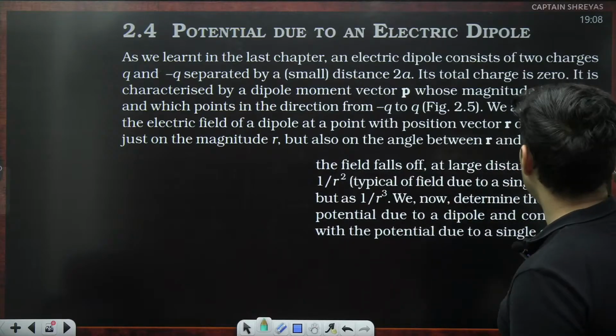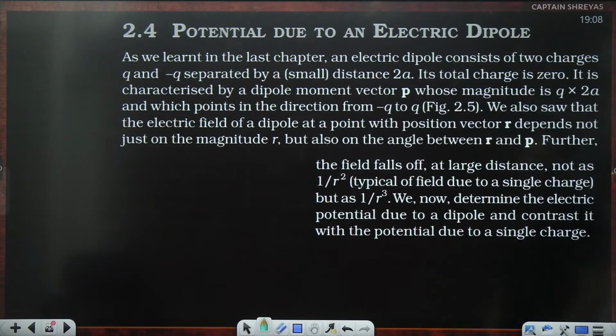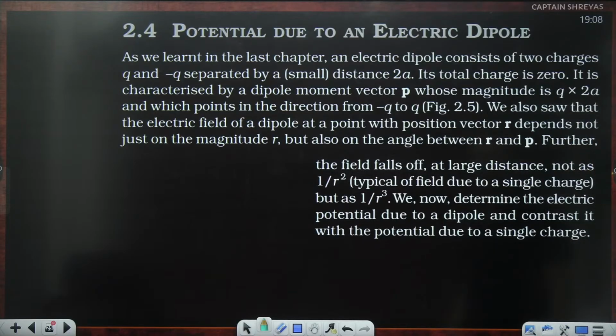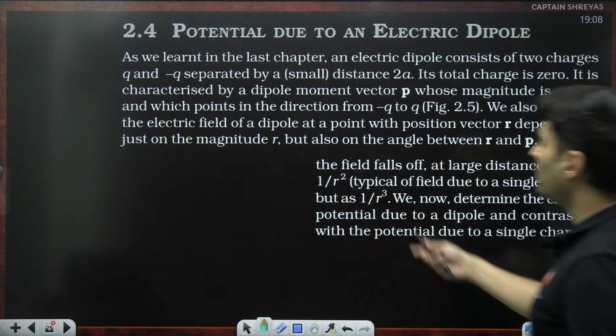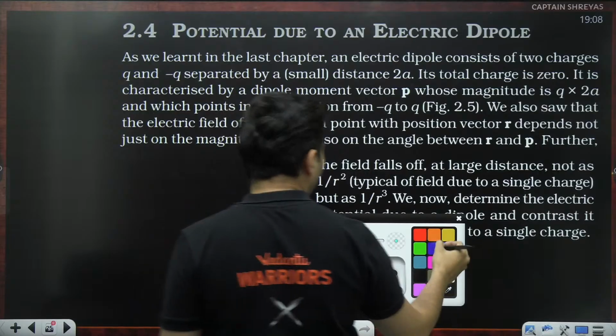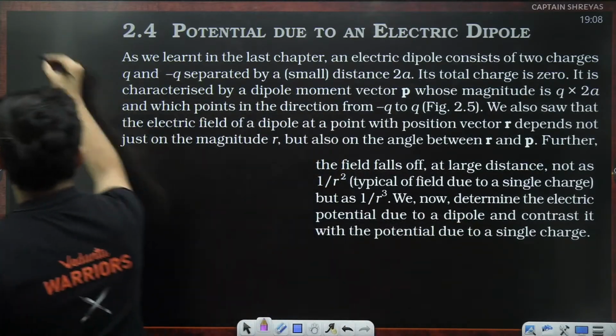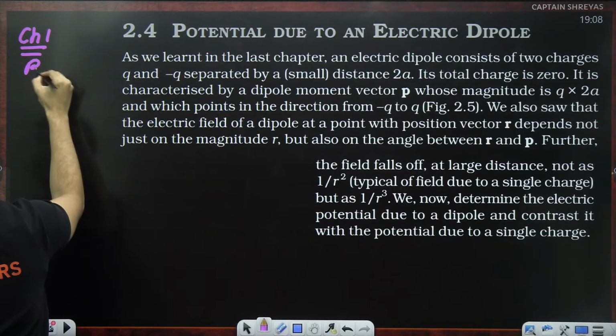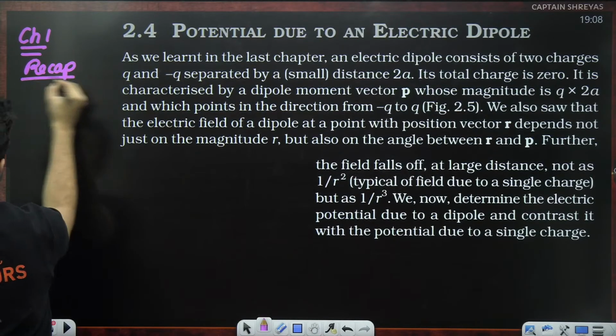All this was done before, and the field of a dipole at a point P depends not just on the magnitude but also on the angle between them. Further, the field falls off not by 1 by r square but as 1 by r cube. All this particular part was done in chapter 1. This is more like a recap.